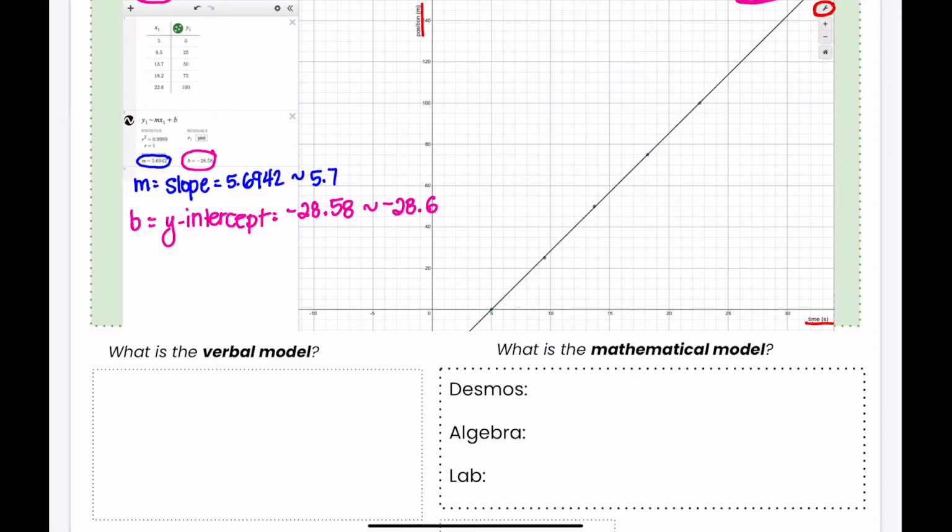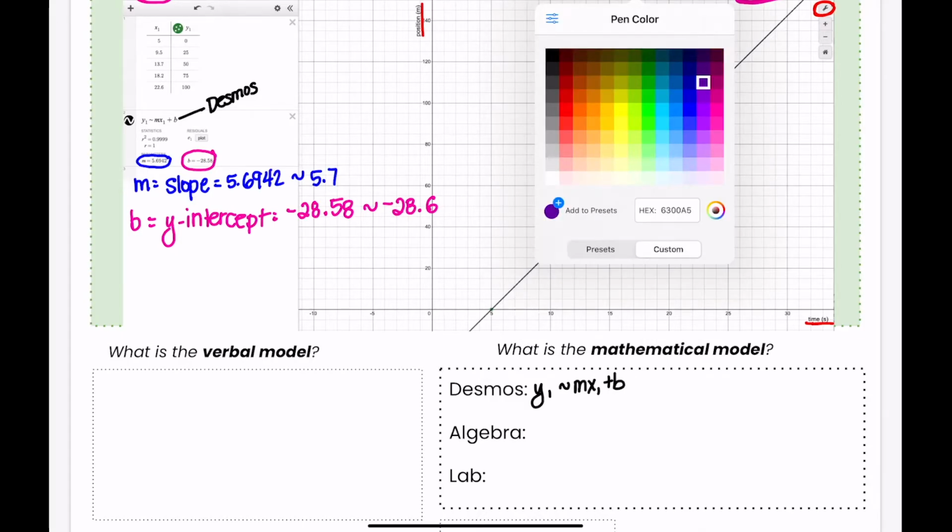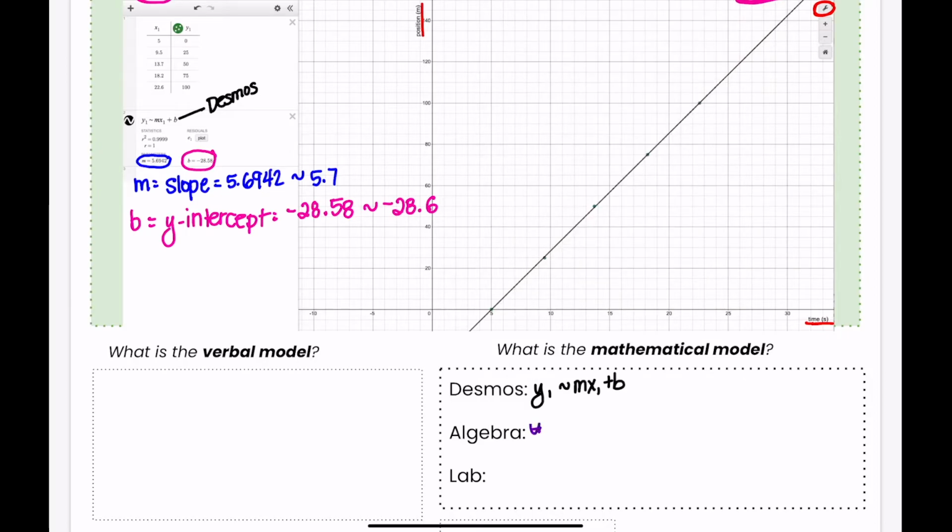Okay, so this is our Desmos program, the code that we entered to get our straight line. So this is what we entered in Desmos. So y1 squiggle mx1 plus b. And what that translates to in algebra is y, or let me rewrite that. What that translates to in algebra is y is equal to mx plus b. And this is what we call the linear equation.